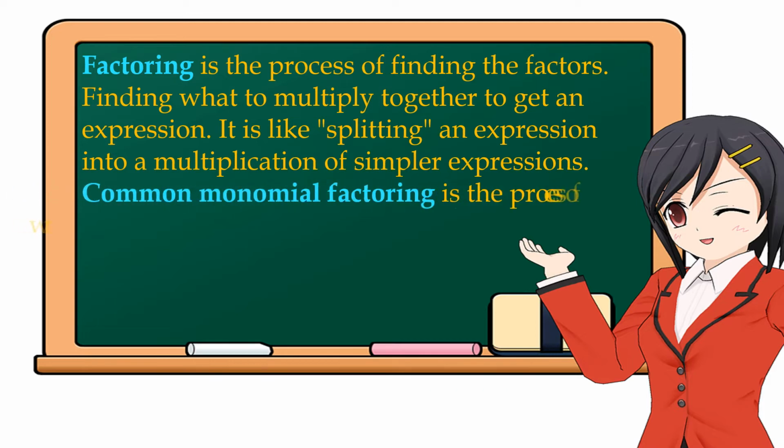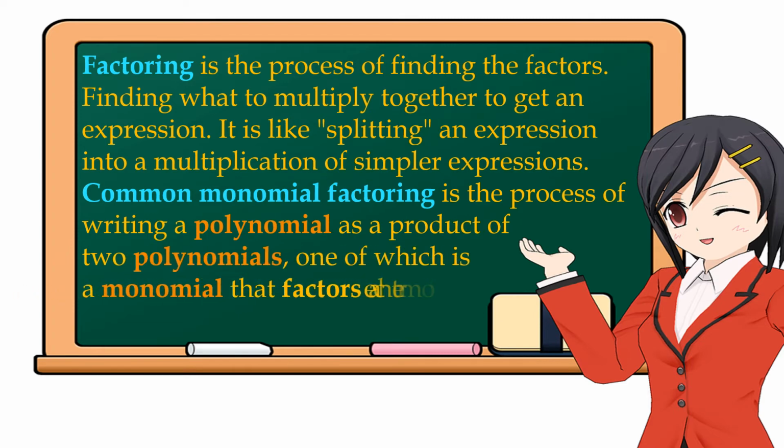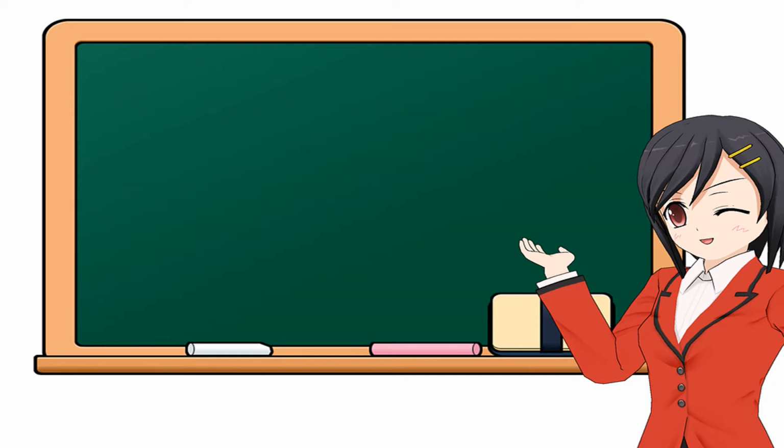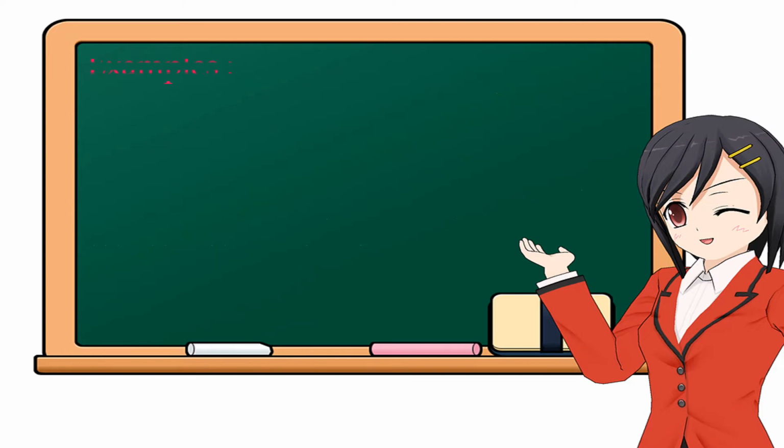Common monomial factoring is the process of writing a polynomial as a product of two polynomials, one of which is a monomial that factors each term of the polynomial. So factoring out the greatest common monomial factor is the reverse of multiplying a monomial by a polynomial. Let's have an example.